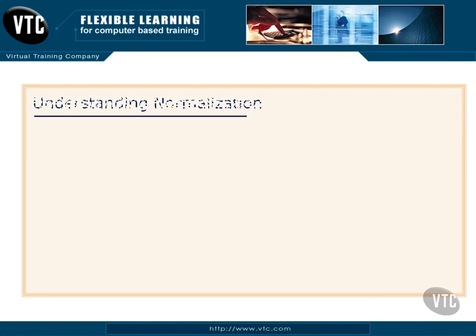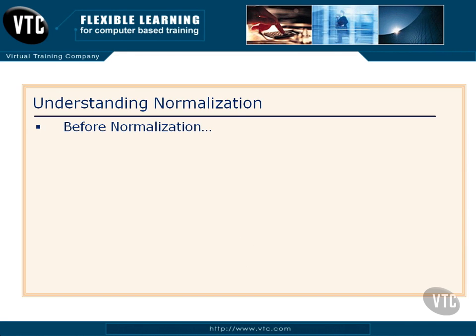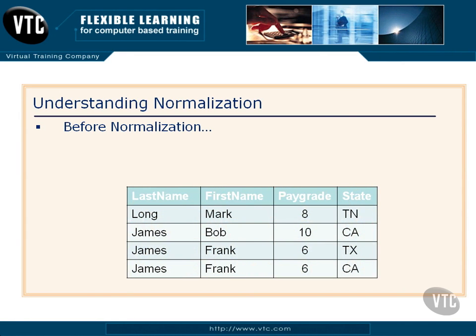The best way to understand that is to see an example. Before normalization, let's say we had a table, and all we wanted to keep in this table was the first and last name of our employees, the pay grade they're currently working at, and the state in which their office is. You can see from the data pretty easily here that Mark Long is pay grade 8, and he's in the state of Tennessee. Bob James is pay grade 10, he's in California.